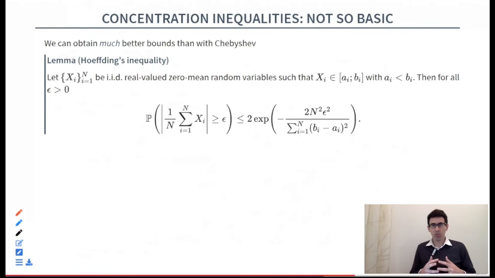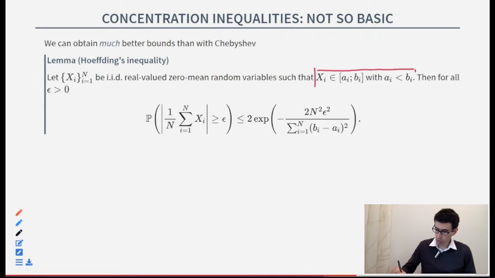The proof is a bit more technical. That's why I decided not to do it. But let's look at the result. So the setting for Hoeffding's inequality is the following. It says, consider IID, real valued, zero mean random variables Xi, with the extra added assumption that the random variables have to be bounded. So there is this assumption that these random variables belong in the set [ai, bi] with ai less than bi.